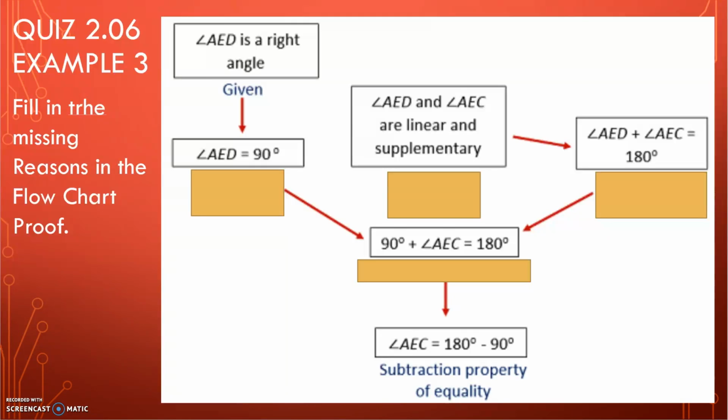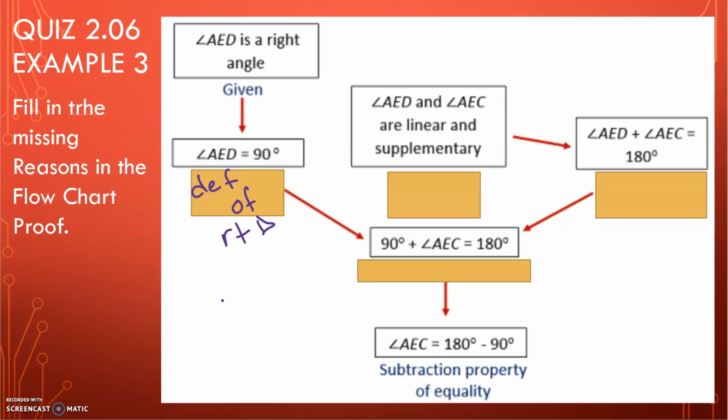Quiz 2.06, Example 3. So we have to fill in the missing reasons in this flowchart proof. All right, the first one we're missing is angle AED equals 90 degrees. Well, how do we know that? Well, it says the angle AED is a right angle. That's given. So we know that's 90 degrees because of the definition of a right angle.